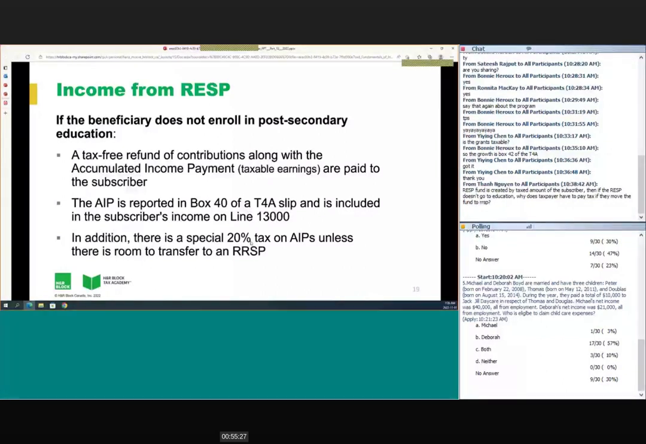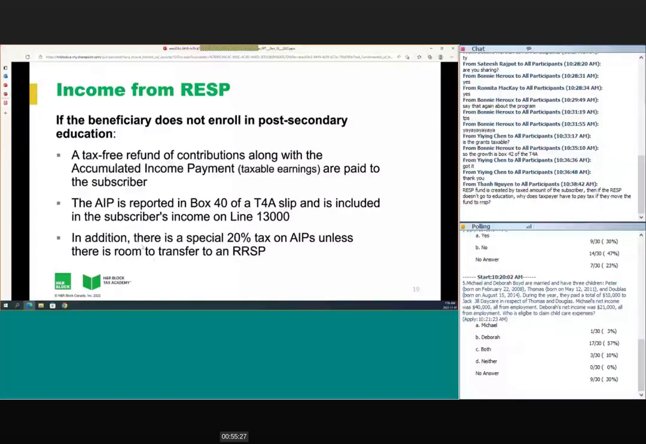There is a special 20% tax on the AIP unless there's room to transfer to an RSP. So in the case of a beneficiary that doesn't go to post-secondary education, the subscriber has the option, if they have room to transfer, the AIP amount to an RSP, and then they wouldn't have to pay the tax. Does that answer your question?